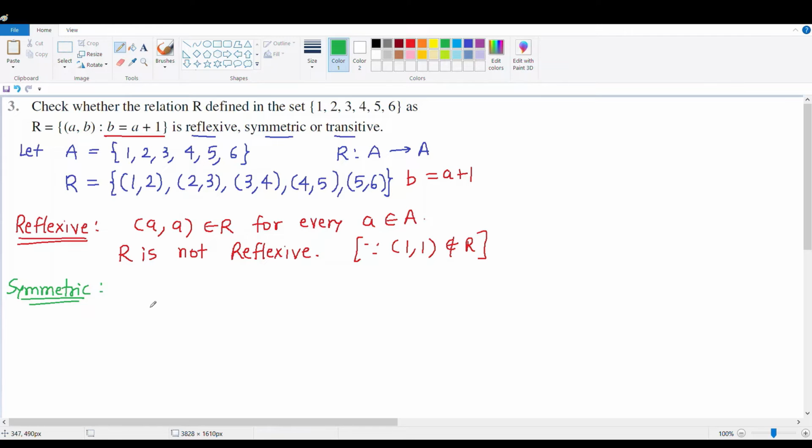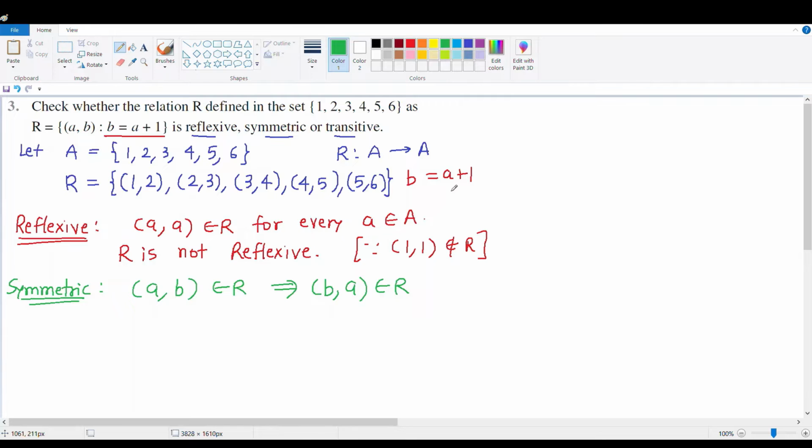Now the definition of symmetric says what? That if you have (a, b) belongs to R, then you must have (b, a) belongs to R. Now let's look at this (1, 2). So (1, 2) belongs to R. We can see that in R. But then does (2, 1) belong to R? No. Why? Because your b is 1 bigger than a. So you will never have a smaller number in the front.